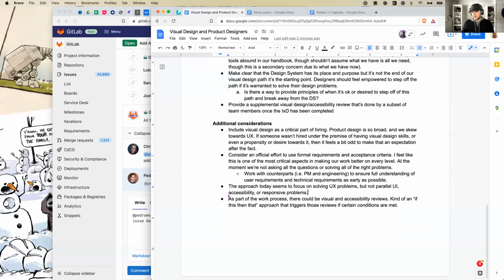And just as part of the work process, I think there could be visual and accessibility reviews, kind of like if you're familiar with if this and that, but just that kind of approach that would trigger those reviews if certain conditions are met, where up front during milestone planning, you would know that, okay, we got a checkpoint, we got this review label, whatever it is. We know that there's more rigor around triggering those events so that they happen more frequently and consistently.